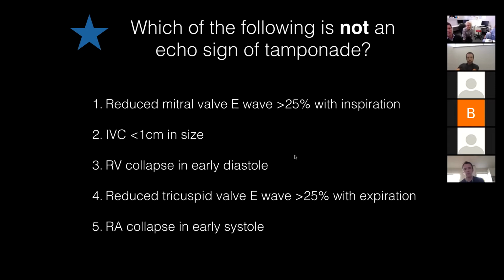Nice, beautiful. So we're going to see those mitral E waves change by more than 25%. You're going to have right ventricle collapse in early diastole, RA collapse in early systole, and obviously pseudo-tamponade is the one where you don't have a big fixed IVC.